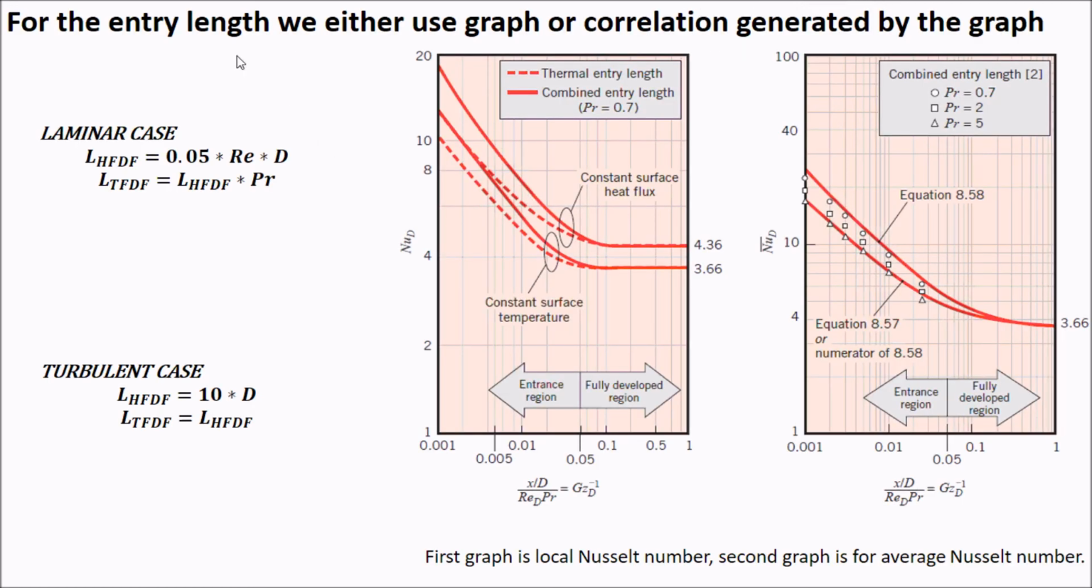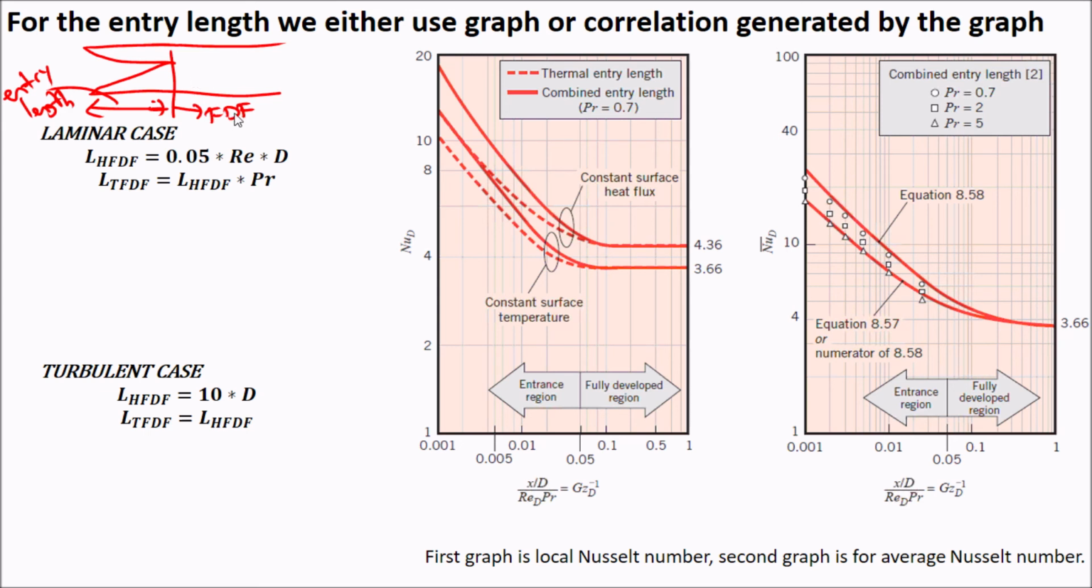Now we'll talk about the entry length. Okay, for the entry length, if you remember, if you have a pipe something like this one, you will have the boundary layer growing, and at some point you get fully developed flow, and until that point you will have this entry length. Okay.